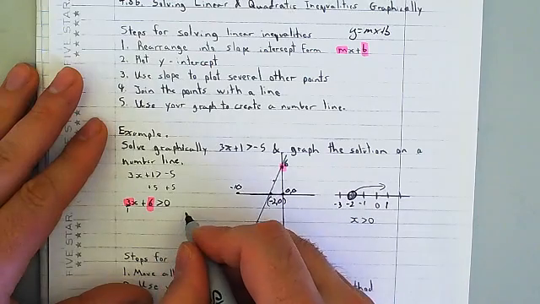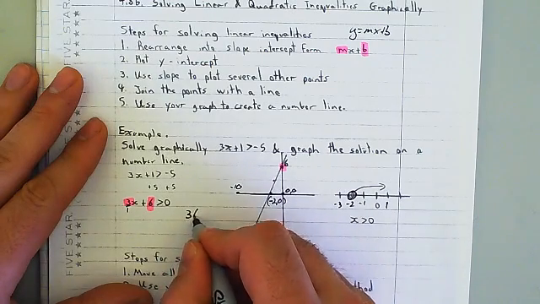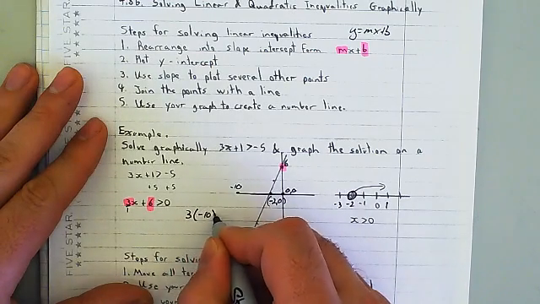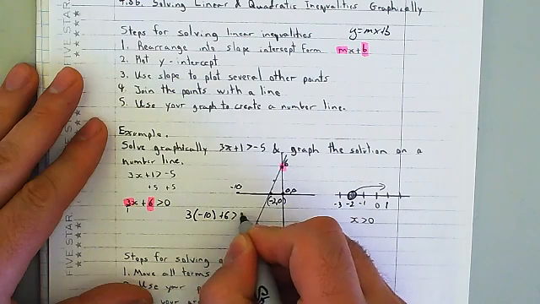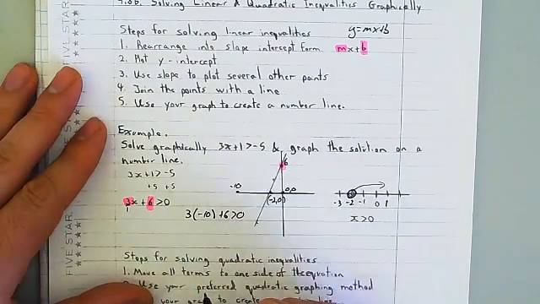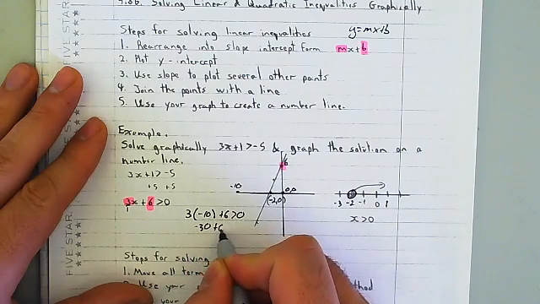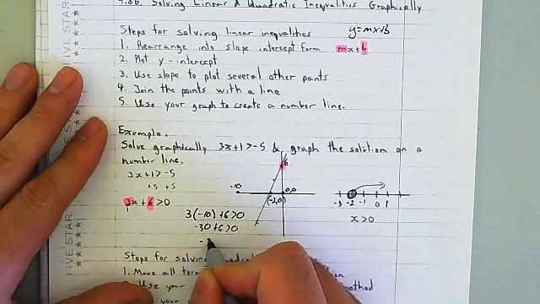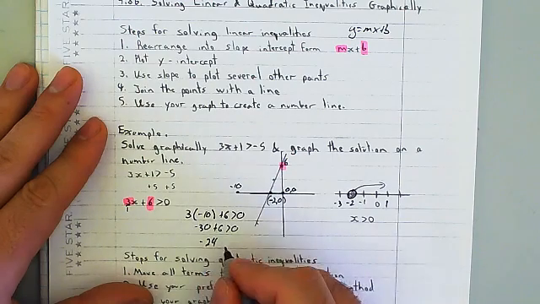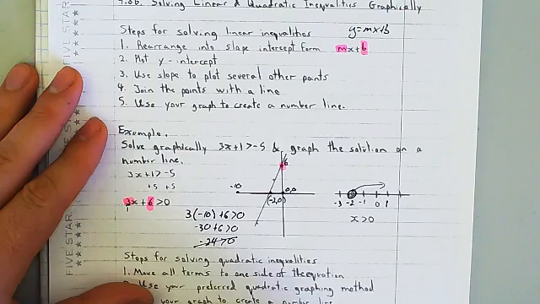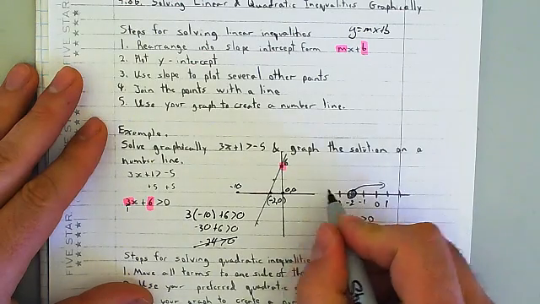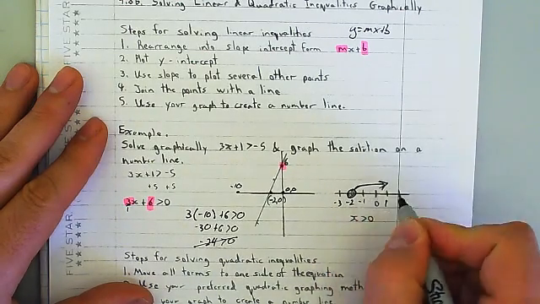Doesn't really matter. So when I go 3x, plug in negative 10, plus 6 is greater than 0, I then solve to see if this is a true statement. 3 times negative 10 is negative 30, plus 6 is only negative 24. That is not greater than 0, so I know that my arrow could not go left, it must go right.